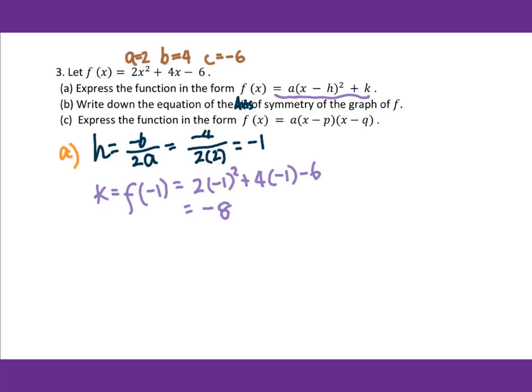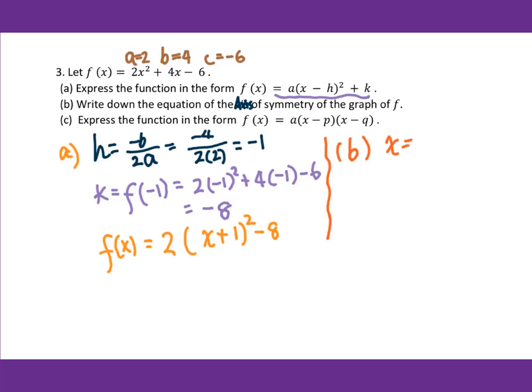Therefore, for A, I can write down f of x equals 2 times (x plus 1) squared minus 8. For B, we need the equation of the axis of symmetry of the graph of f. That means x equals h, which means x equals negative 1. This is the axis of symmetry.